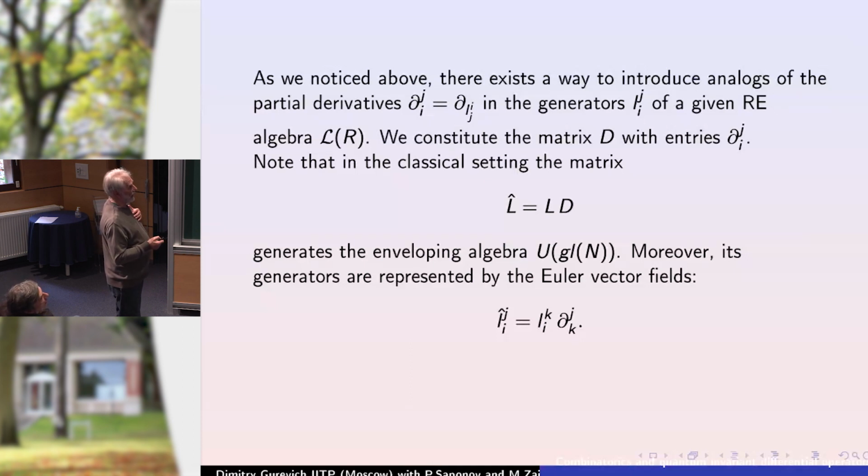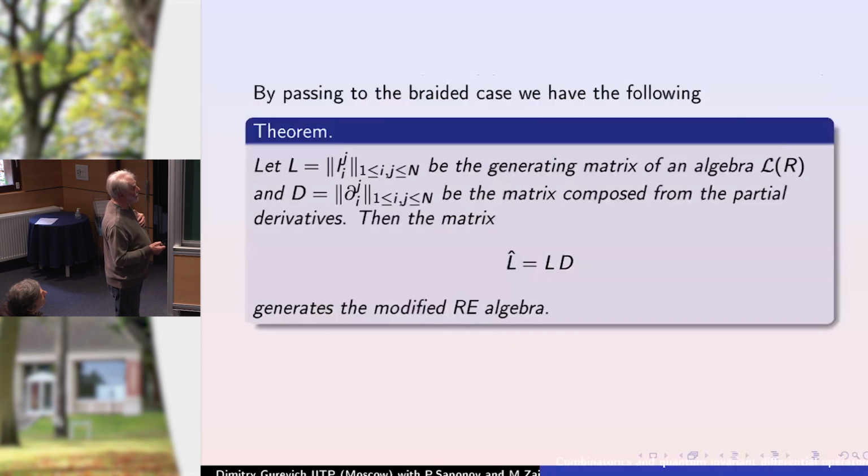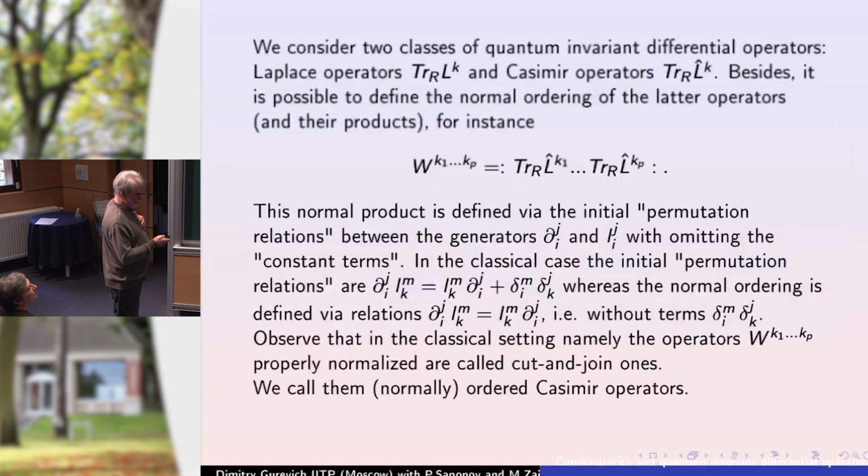You see, we have L, the generating matrix of this algebra. This algebra in the classical case is commutative. D is composed of partial derivatives. If we consider the product of these two matrices, we have just a generating matrix of the enveloping algebra. It is a classical result, and moreover, the generators here are presented by an analog of Euler vector fields. But if we pass to the Q situation, we have a more or less similar statement. L is the generating matrix of the reflection equation algebra. D is composed of the partial derivatives mentioned above, but without explanation. And finally, the statement is that L hat is just the generating matrix of the modified reflection equation algebra. It is a very important algebra for the other study.